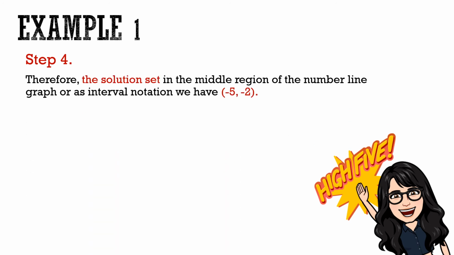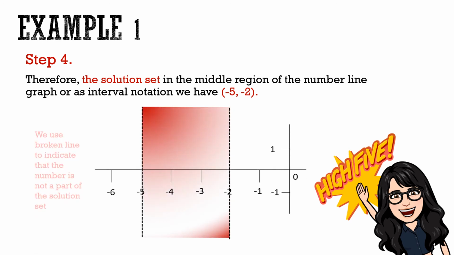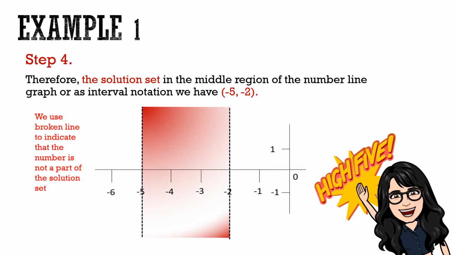Step 4. We can conclude that the solution set is the middle region of the number line graph, or in interval notation we have the quantity negative 5 and negative 2. As you notice on our graph, we use a broken line to indicate that the number is not part of our solution set. Take note that only the numbers in the shaded part are included in your solution set.